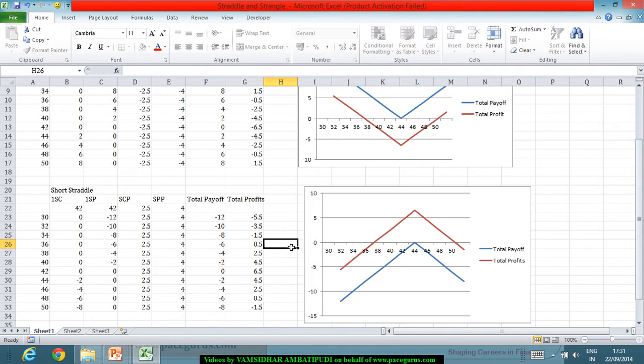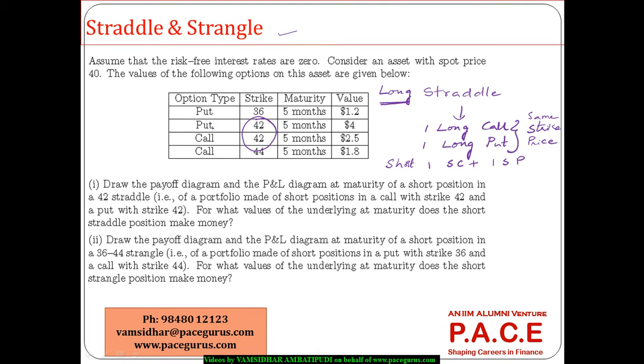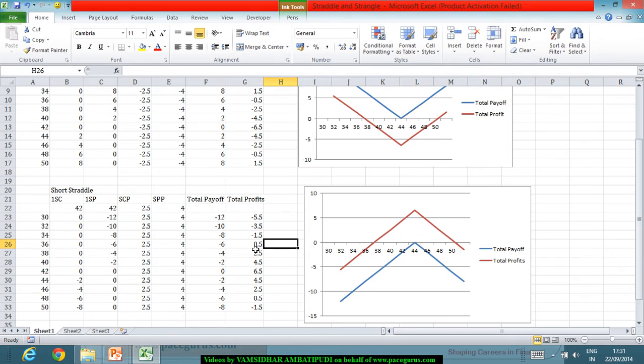We are even asked to identify for what values of the underlying at maturity the short straddle makes money. So this is the space where the short straddle is actually making money, probably a little bit until here, which means 35.5. As long as the stock price is between 35.5 and 48.5, this short straddle position is going to make some kind of a profit.